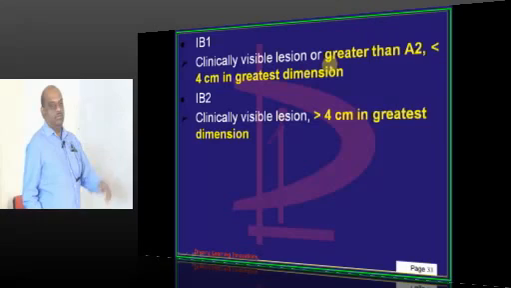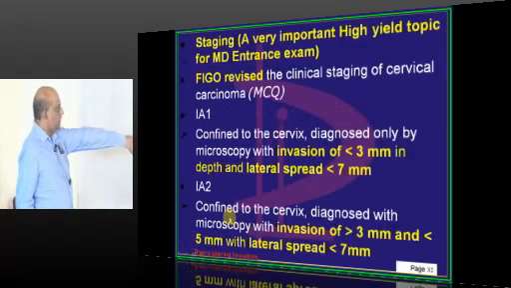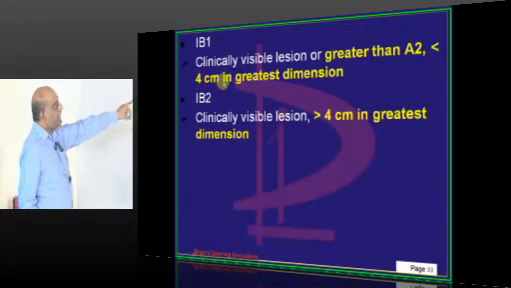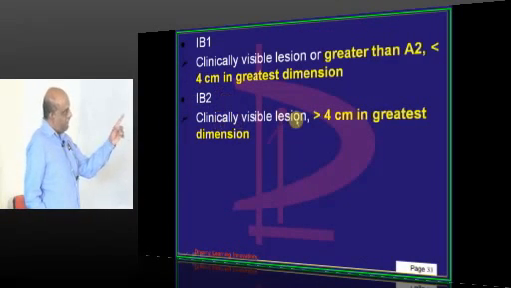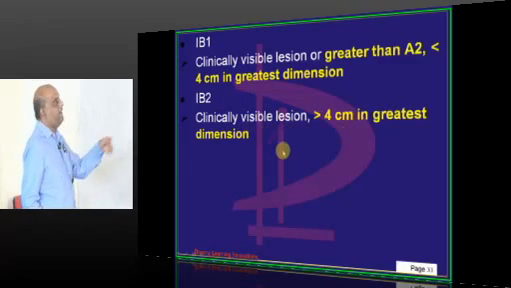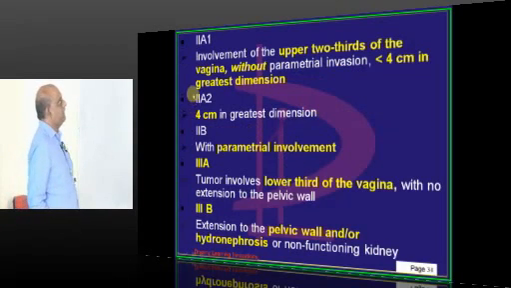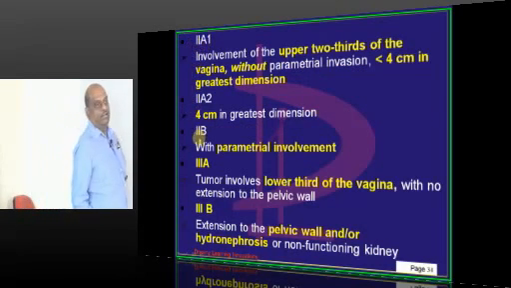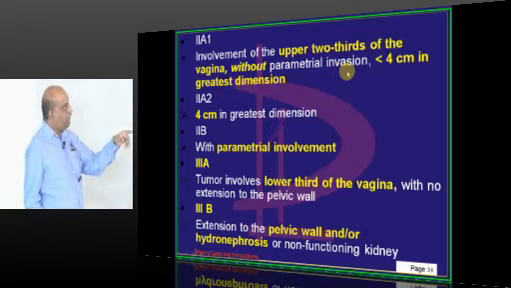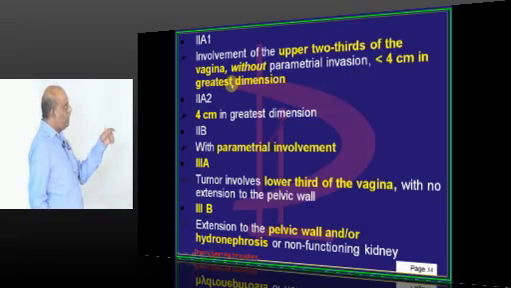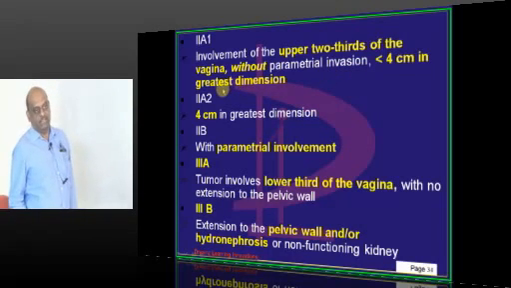Clinically visible lesion greater than 1A2, but less than 4 centimeters in greatest dimension. 1B2 is a clinically visible lesion greater than 4 centimeters in the greatest dimension. 2A1, what does it mean? Upper 2/3 of the vagina without parametrial invasion and less than 4 centimeters in greatest dimension.